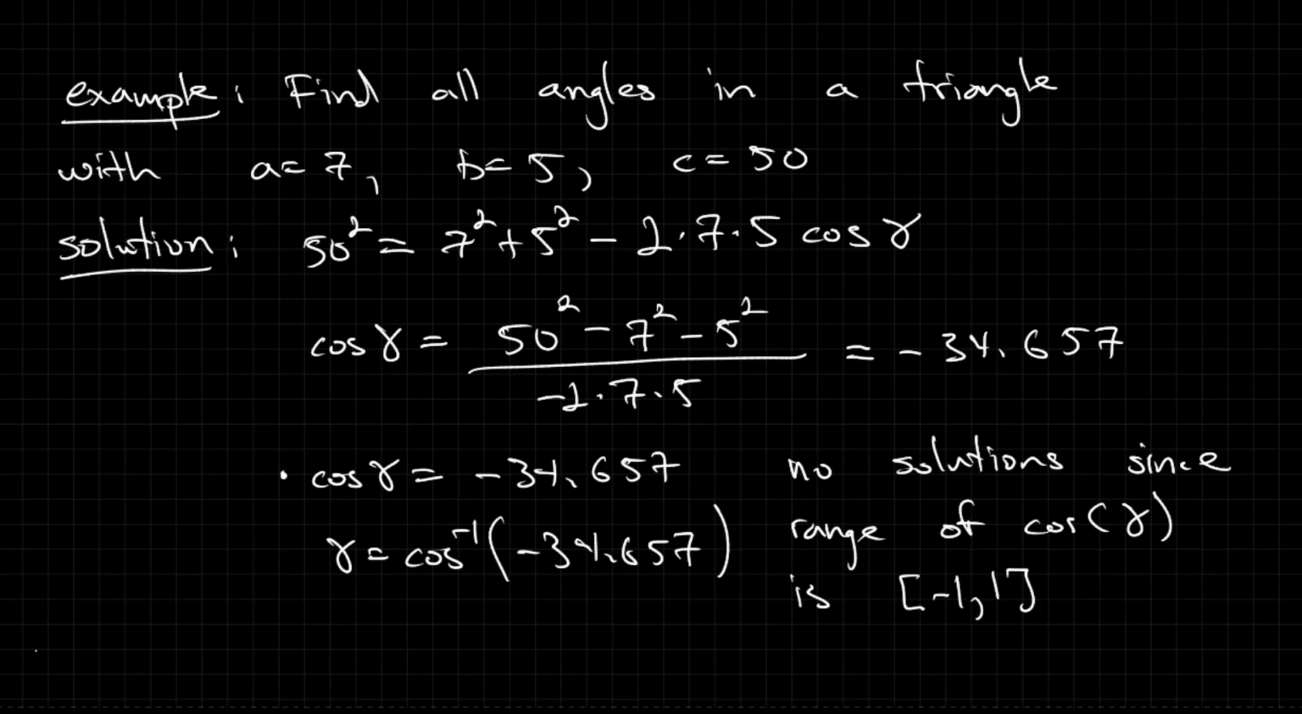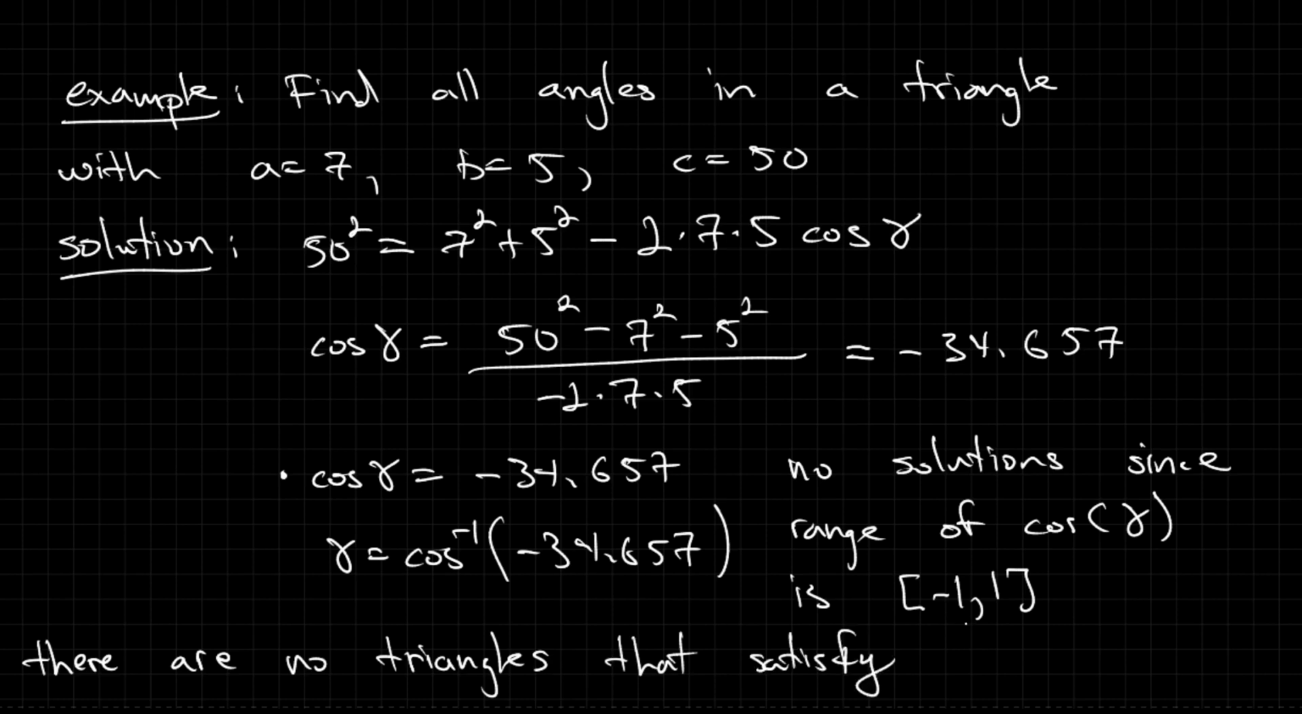So my answer here would be that there are no triangles that satisfy the given conditions. And you can just simply say no triangles, but I'll be a bit more verbose and say that satisfy A equals 7, B equals 5, and C equals 50. Essentially what's going on here is this side is just too long. If you're trying to construct a triangle in which two sides are very short and one side is very long, there's no way to connect these three lines together to make a triangle because you could never close the triangle.